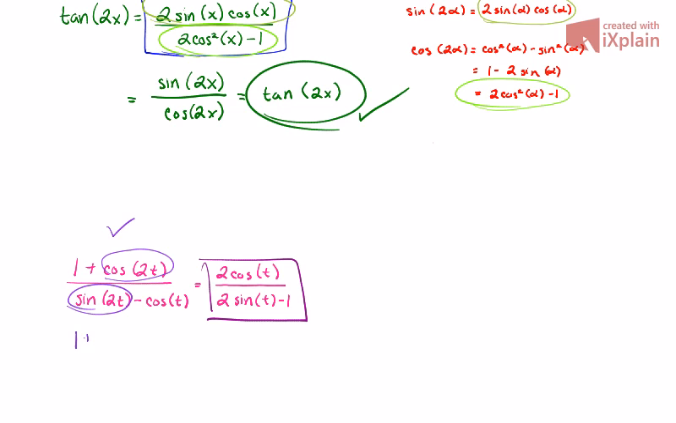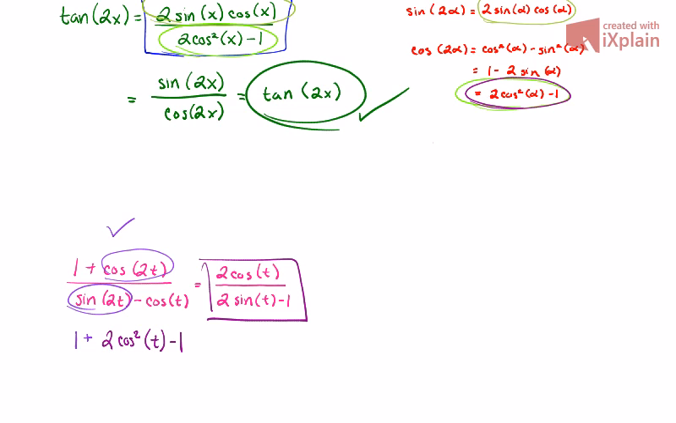We'll have 1 plus cosine of 2 theta. We need to be careful here in terms of what choice to pick. We want the denominator of our final outcome to be 2 times the sine of t minus 1. So to move things along a bit, I'm going to choose to use 2 times the cosine squared of t minus 1. So I'm opting to use this identity again.